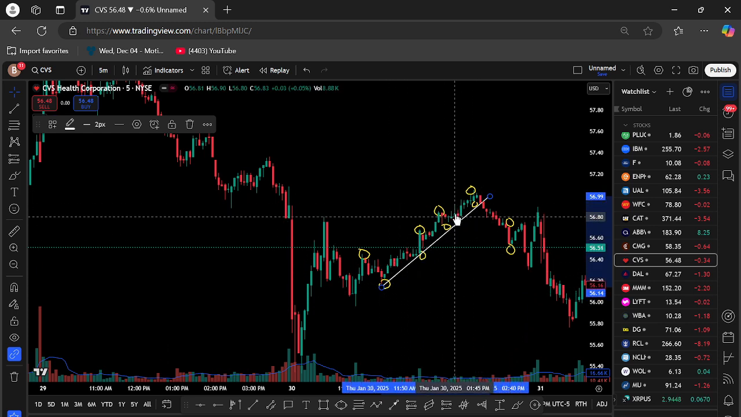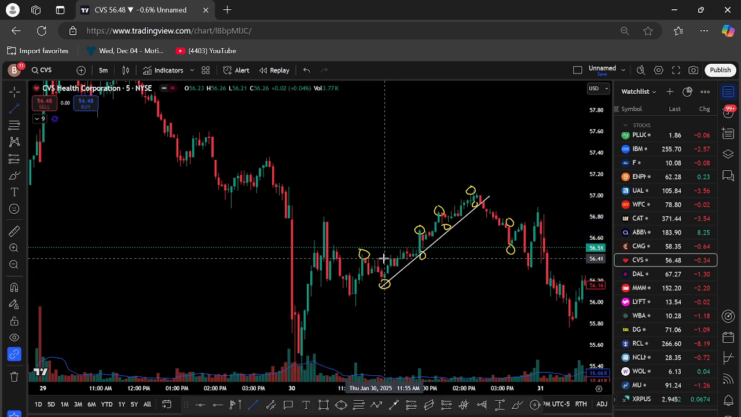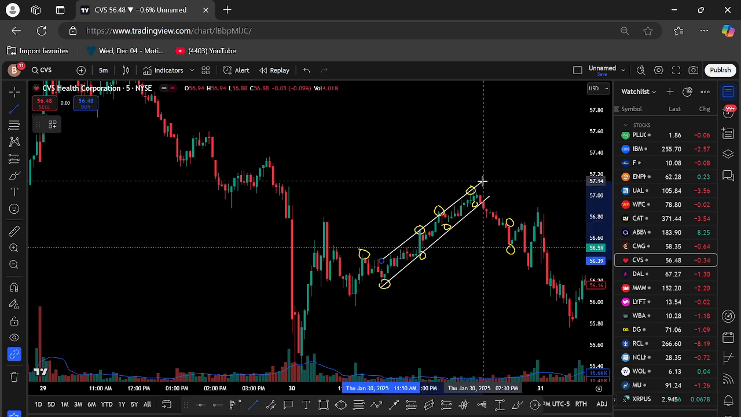That is the support line. And then the same concept on top: we connect all the way up as high as we can. It's going to look like railroad tracks pretty much.